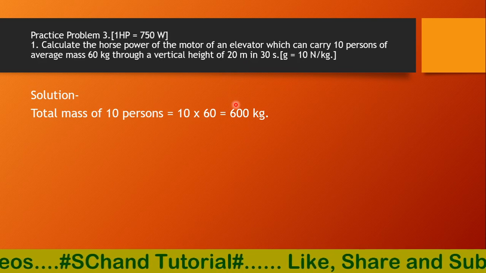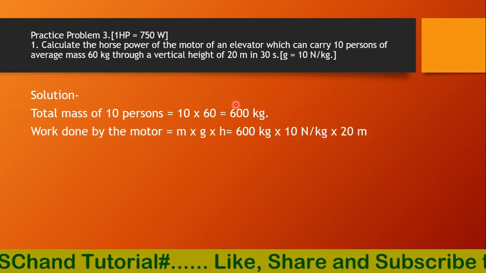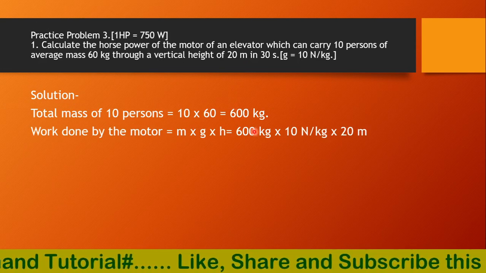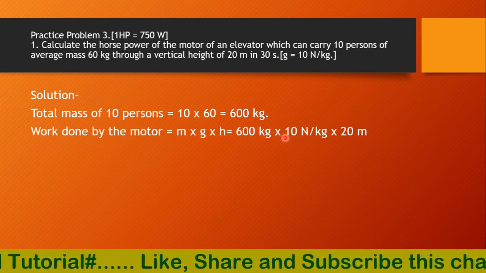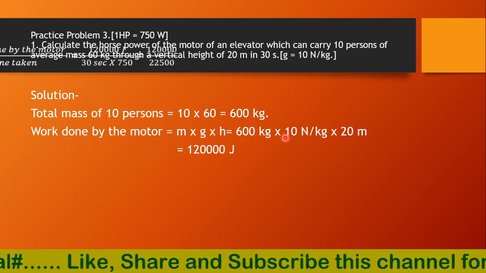because one person is having the mass 60 kg, so 10 persons is having 600 kg. So work done by the motor, that is mgh, because it is raised to the height. So mgh, value of m is 600 and g is 10 and h is 20. So this will come out to be 1,20,000 joule.